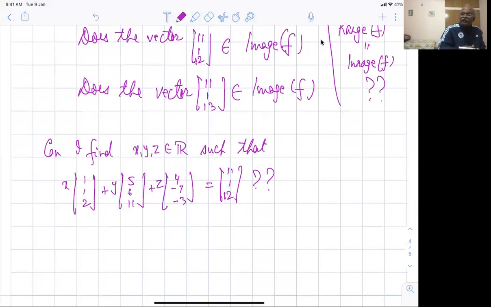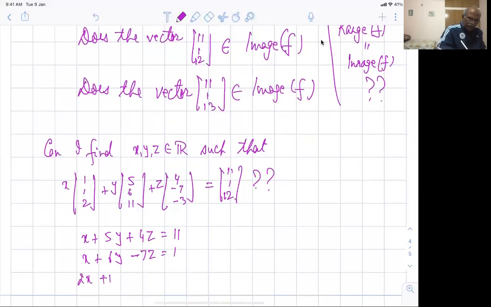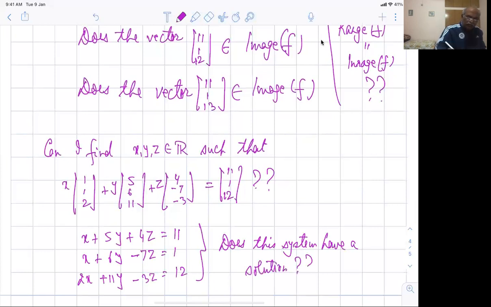This is the same thing as saying that the first component has to be the same, the second component has to be the same, and the third component has to be the same. The first component says x plus 5y plus 4z is equal to 11. The second says x plus 6y minus 7z is equal to 1. And the last is 2x plus 11y minus 3z is equal to 12. So does this system have a solution? That's the question that we are asking.